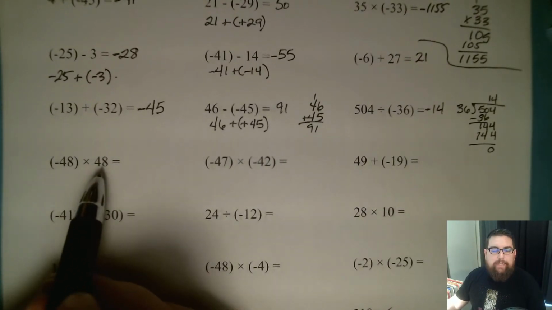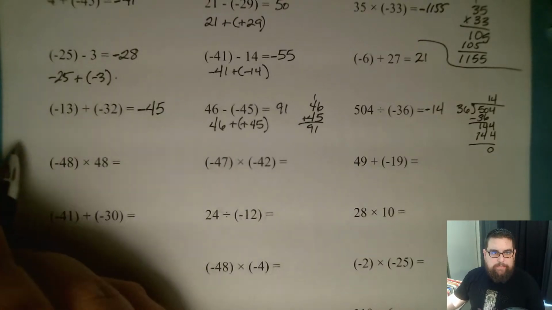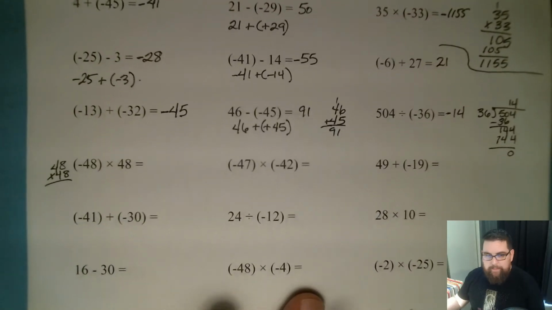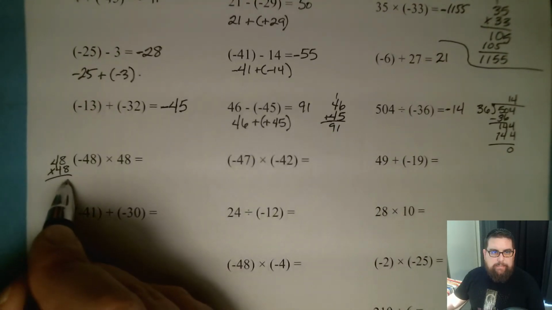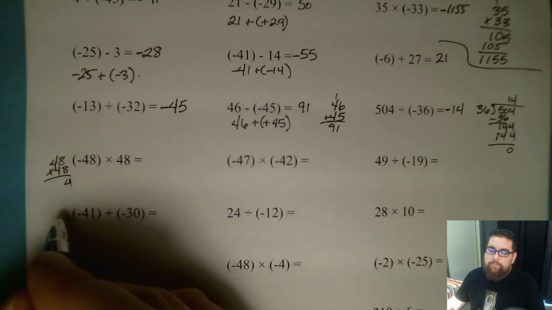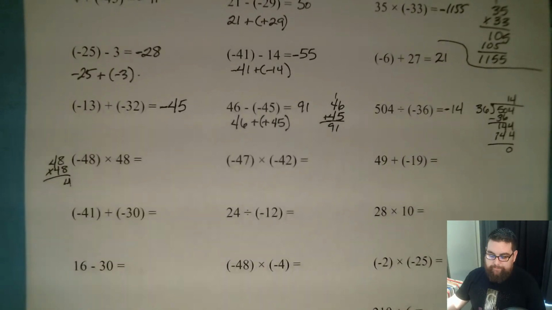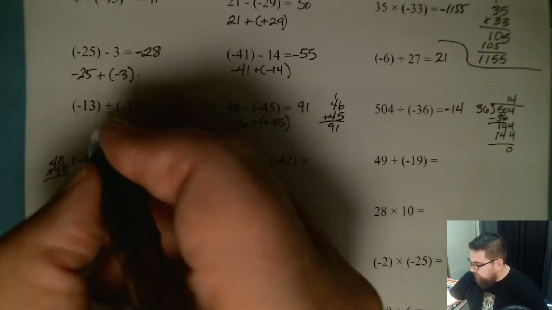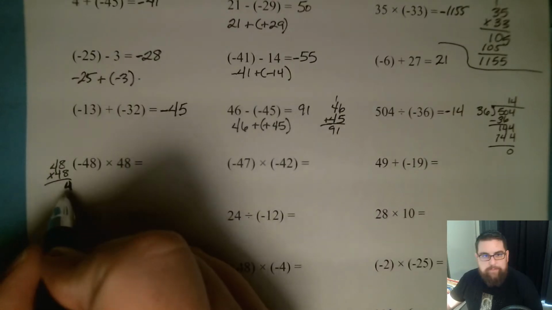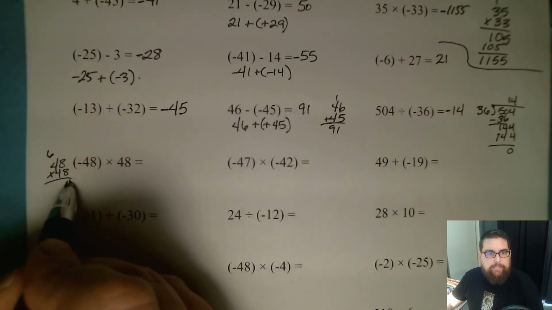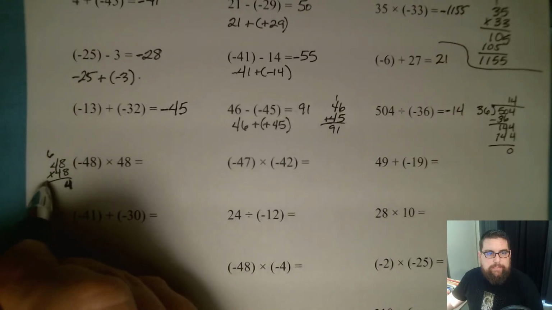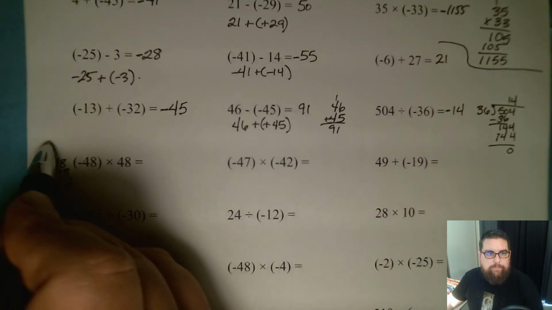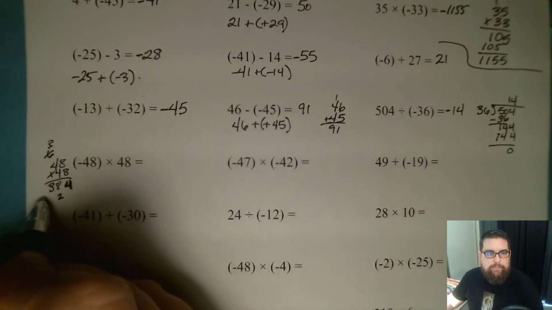Here we have negative 48 times 48. Well, we still just do 48 times 48. Okay. And when we do that, 8 times 8 is 64, right? Yes, okay, just making sure. Sometimes it's the little things. All right, 8 times 8 is 64. 4 times 8 is 32. Plus 6 is 38. And then we're multiplying by 4. 4 times 8 is 32. 4 times 4 is 16. Plus 3 is 19.